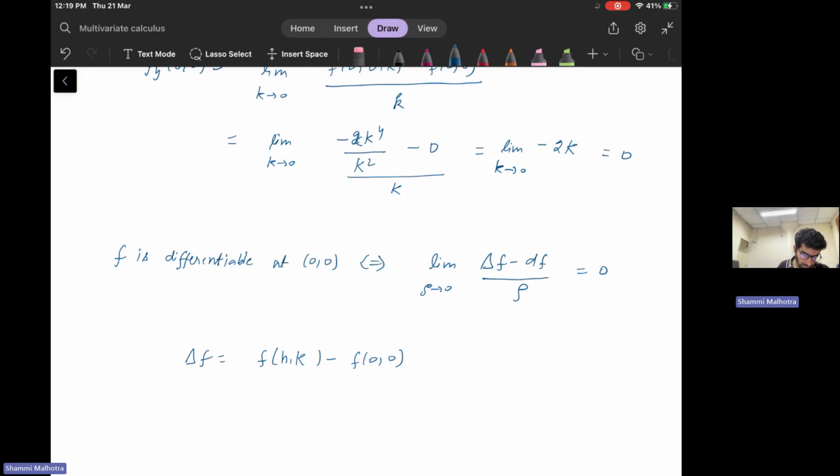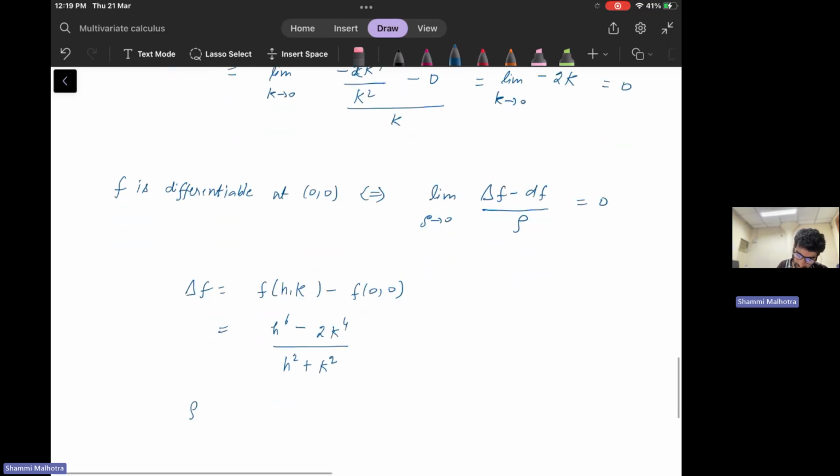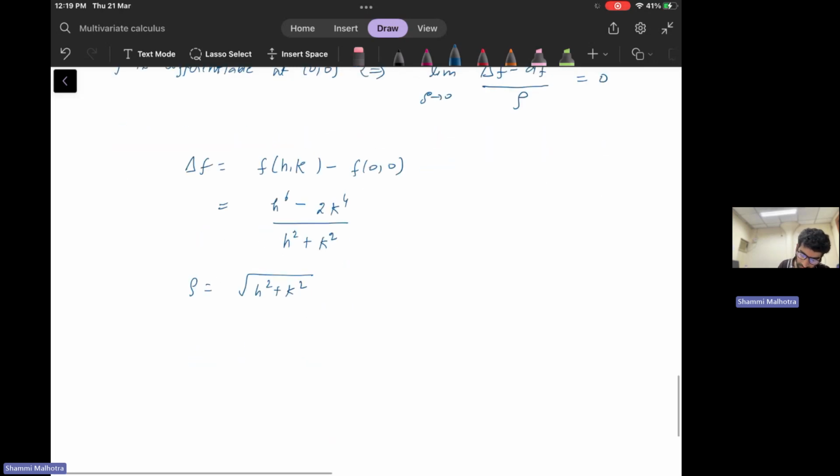So this will be just h raised to the power of 6 minus 2 k raised to the power of 4, the whole divided by h squared plus k squared, and rho is nothing but the square root of h squared plus k squared. So I have to check the limit as rho tends to 0.